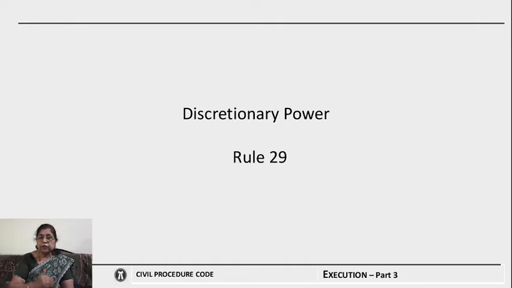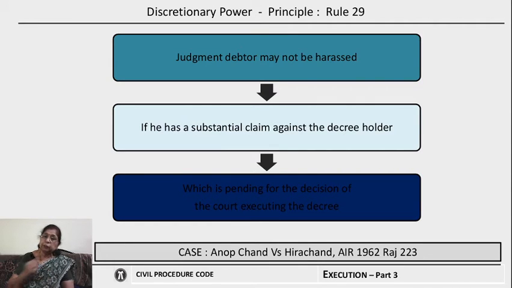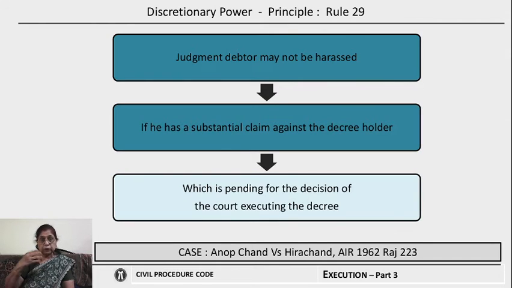Now, Rule 29 is not an absolute power, it is a discretionary power. So, how has this discretionary power to be exercised? Here it has to be exercised in such a manner as was stated in the Anup Chand case, when an assignee files for a stay of execution. The court says that the judgment debtor should not be harassed, that is one thing. Secondly, if the judgment debtor has a substantial claim against the decree holder, that should be addressed, and that court, when it is executing the decree, should look into the claim which is pending for the decision of the court, and then it should execute the decree.